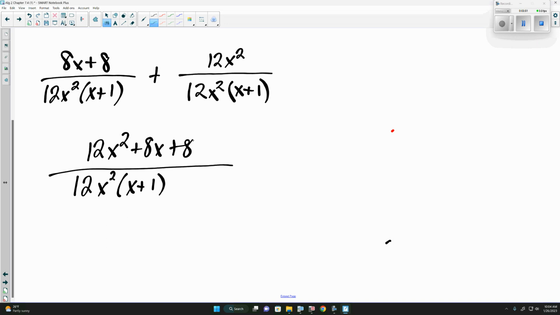Any questions on this so far? Is there a greatest common factor between our three terms in the numerator? 4. So we'll need to factor it out. If we factor 4 out of 12x squared, we're left with 3x squared. 4 factored out of 8x is going to be 2x, and 4 factored out of 8 is 2.